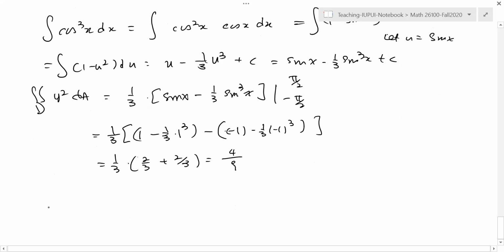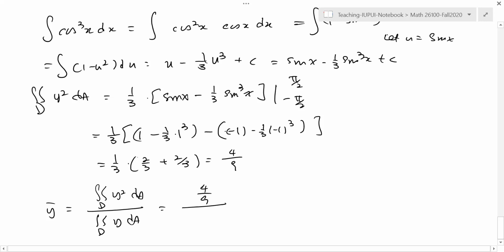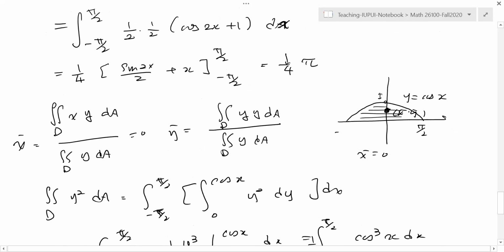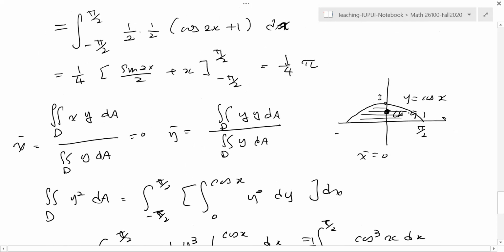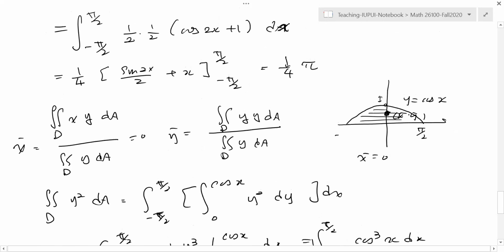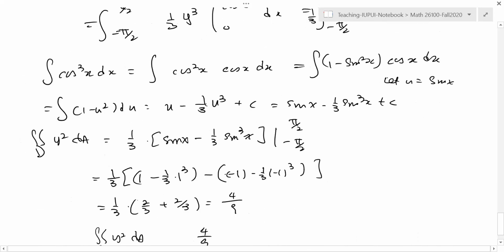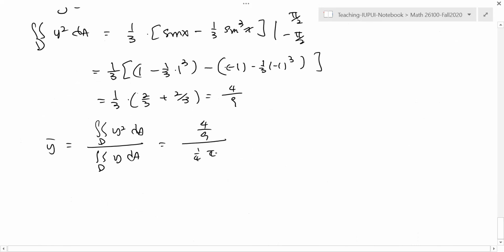Okay, so y bar is going to be the double integral of this over the double integral of this, right? So it's 4 over 9 and divide by, what do we got here? I forgot. Oh, it is going to be pi. Yeah, that's right, 1/4 of pi. Okay, so after we simplify, that is going to be 16 over 9 pi.